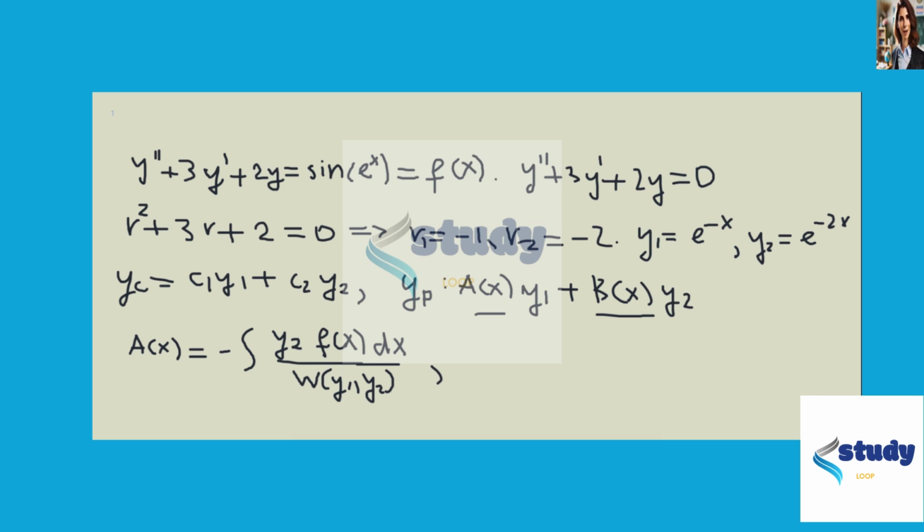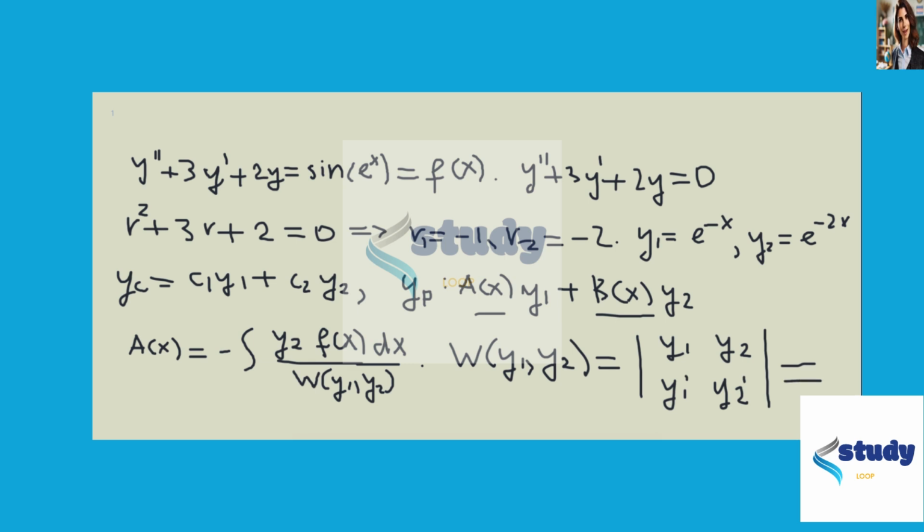Let's continue this actually. In order for this, we need to find the Wronskian. As you might recall from the previous chapter, if you have two functions, the Wronskian is equal to this 2 by 2 determinant with y1, y2, y1 prime, y2 prime. And let's compute this on the next page.